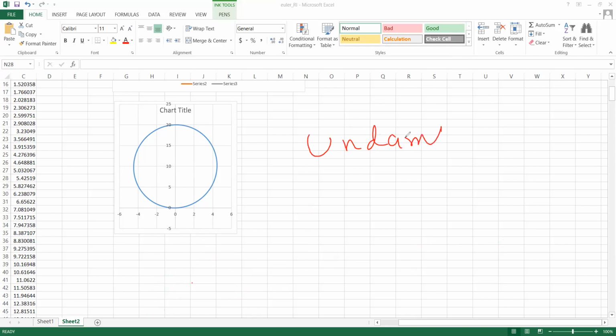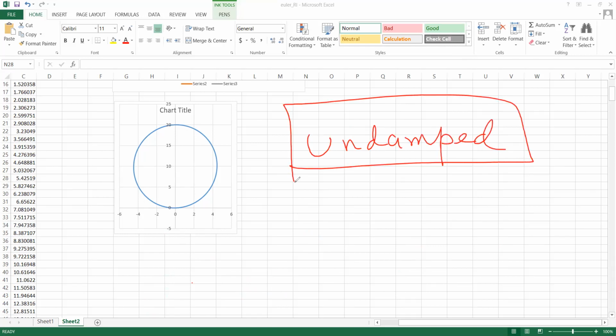So we have four categories of responses. One is critically damped, another is overdamped, the third one is underdamped, and the fourth special case is undamped. Undamped cases are simple, like an oscillator.